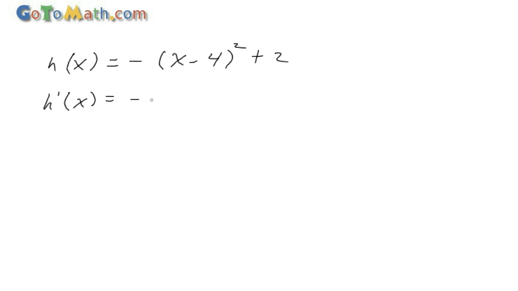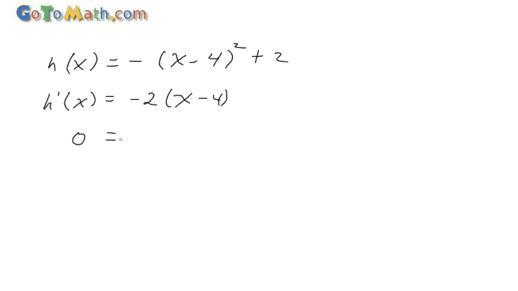So we've got h of x is equal to negative (x minus 4) quantity squared plus 2. So the first thing we want to do is go ahead and find the derivative. And we'll bring that 2 out front, subtracting 1 from the exponent, and of course derivative of 2 is 0.